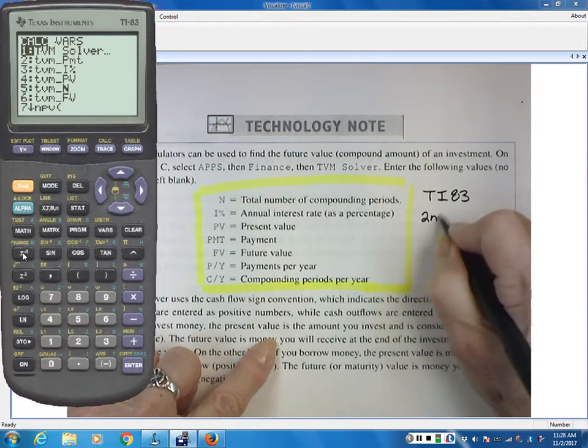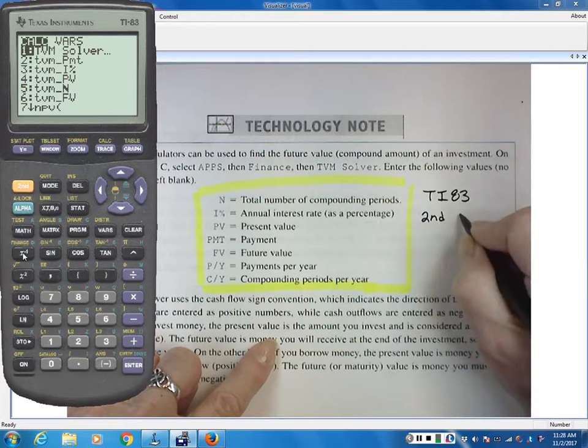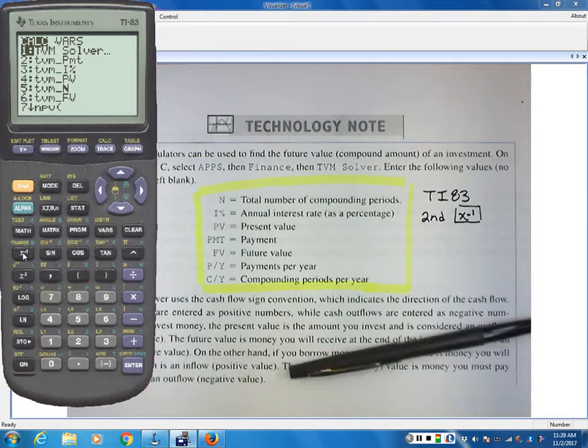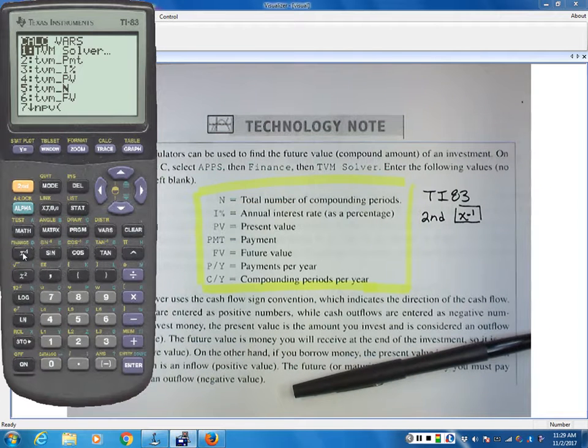How do I do it on this one? You just go to apps, or second apps or something? Yeah, I was going to ask you what yours does, because I just have to hit apps. I do it in this class, but I forgot how to do it. Let me see yours for a second. There it is. Second and Finance. Just hit apps, hit finance. Yeah. TVM solver. Yeah. Okay. There it is.